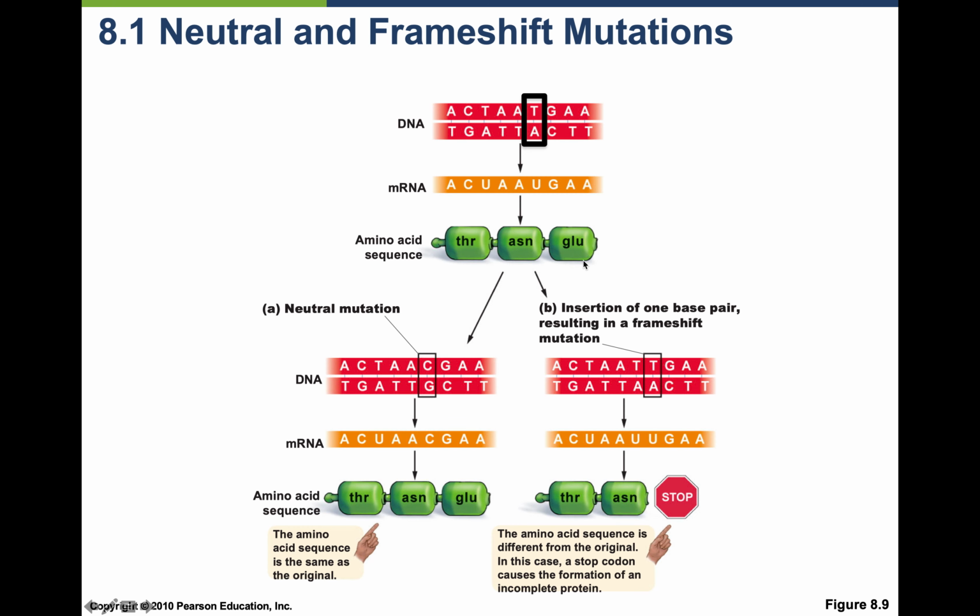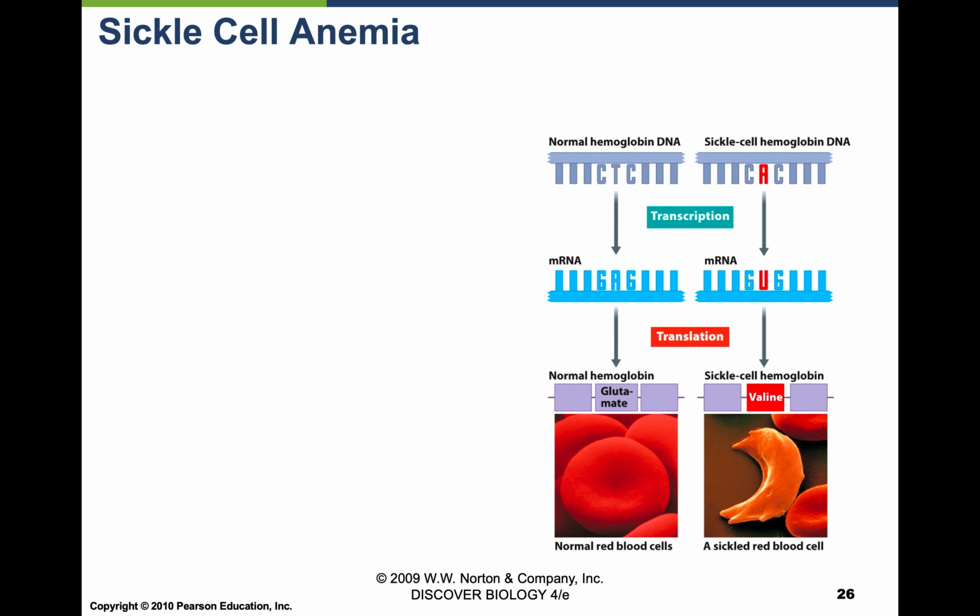And then there's what we call neutral changes, right? So you can actually have something where you get a mutation and the amino acid is going to be the same as the original, as we talked about a little bit ago. And then you can have another one here where you get this insertion, and that's going to lead to a stop codon. It's actually going to cut the protein off, so the protein doesn't even have all of the pieces that it needs to be functional.